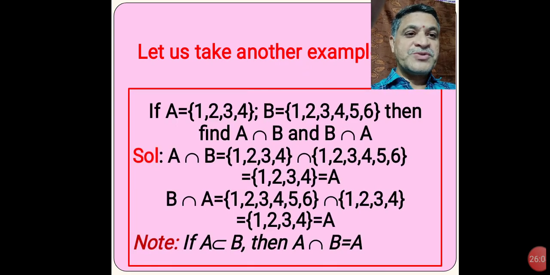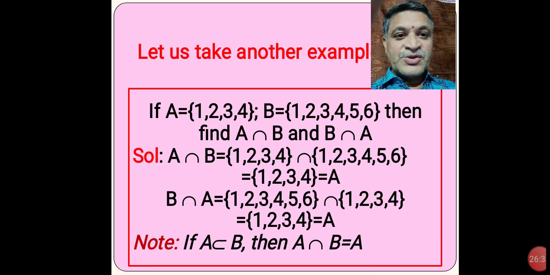If A is equal to 1, 2, 3, 4 and B is equal to 1, 2, 3, 4, 5, 6. Again here A is a subset of B. Then what happens? Observe here. Find A intersection B and B intersection A. A intersection B is equal to set 1, 2, 3, 4 intersection set 1, 2, 3, 4, 5, 6. So 1 is common in both, you write here. 2 is common, 3 is common, 4 is common. So write all the 4 elements. It represents A again. So here A intersection B is equal to A.